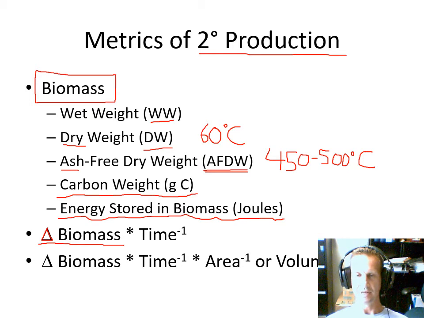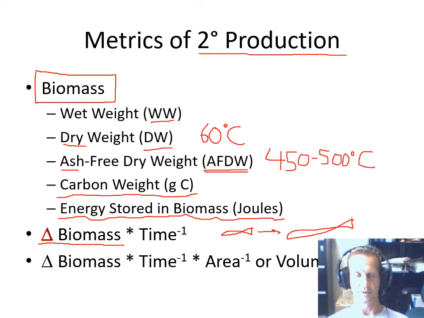And since we're not interested merely in what happened to one individual fish that might have grown over time, but we're really interested in the entire population of fish, or the fish that occupy a set area or volume of water, like a square kilometer, for example, we oftentimes normalize our production measurements to a specific area or volume.